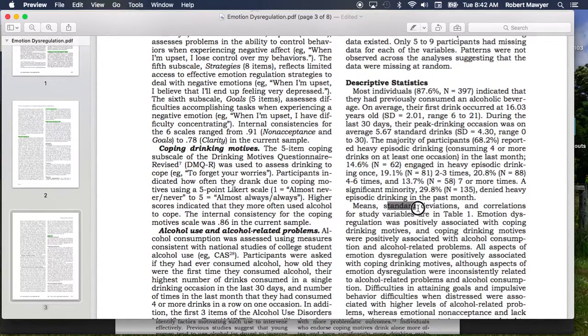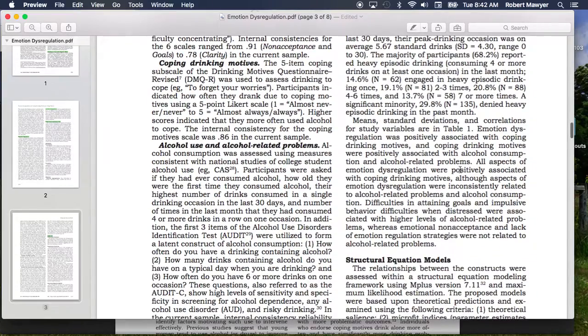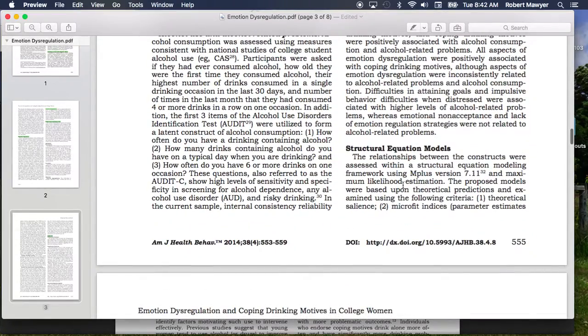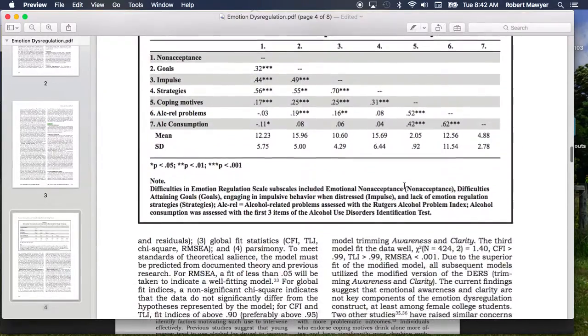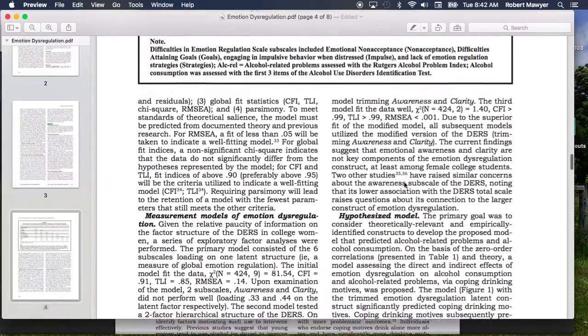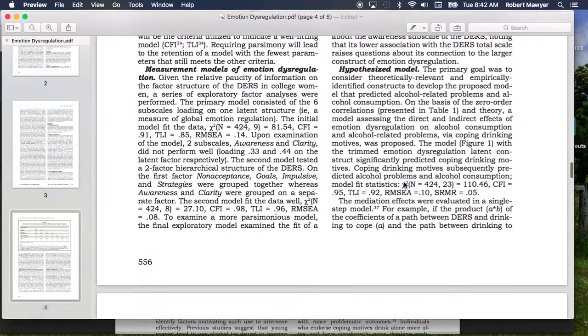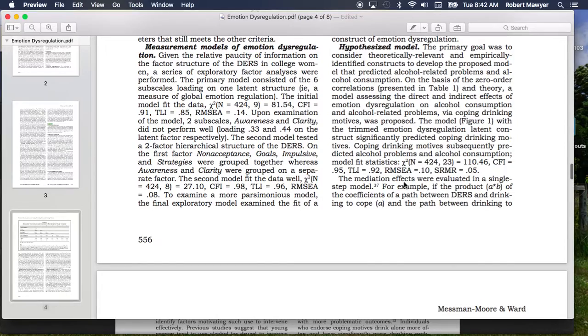I mean, standard deviations, this is a term I've heard, but I don't know what that is. And there's stuff here that we don't know. Microfit indices and theoretical salience and M plus versions, and so I don't know. I wouldn't worry too much about this.